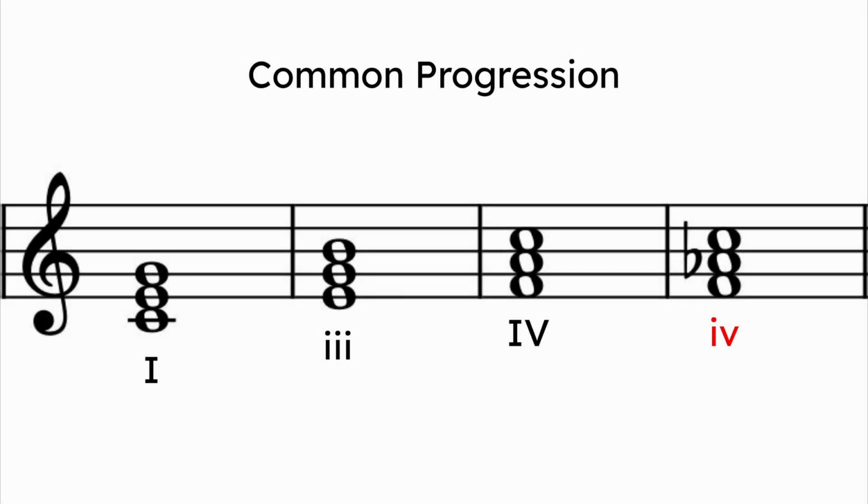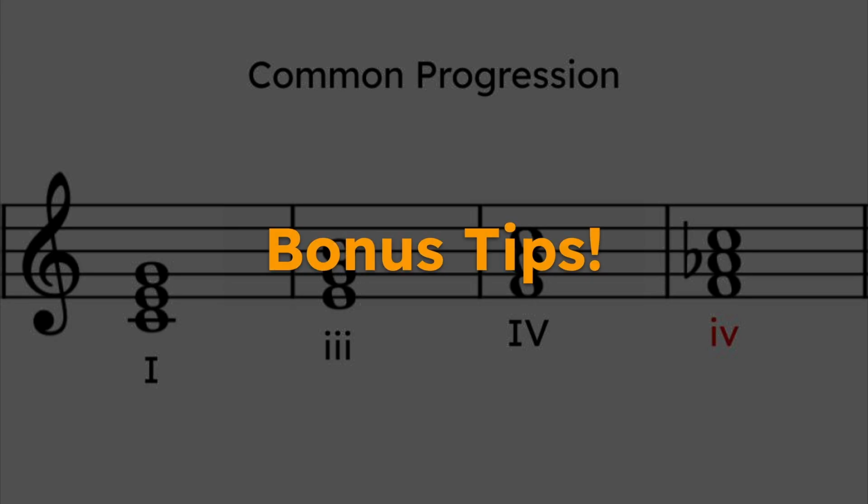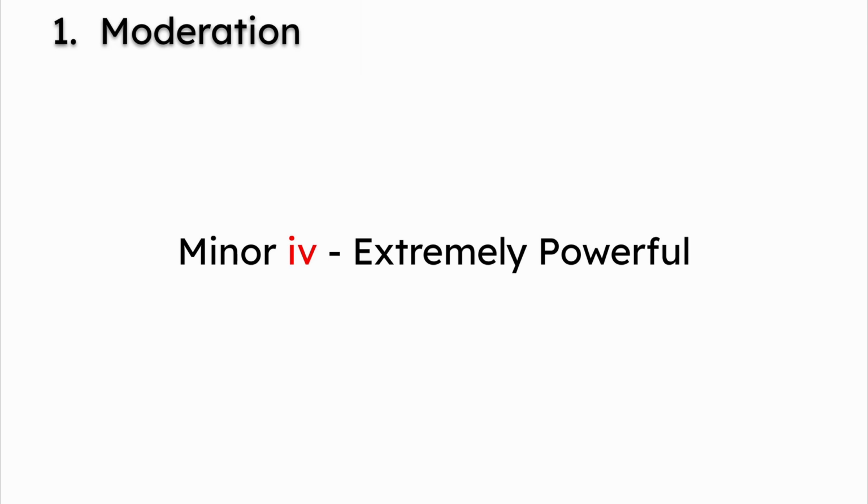Now that you know the use of the minor 4 chord, here are some bonus tips for using it. 1. The minor 4 chord is an extremely powerful chord. It's sort of like the punchline of a joke, but instead of a burst of humor, it's more of a stab of emotion, and so it must be used in moderation. Here are 2 examples to illustrate this. One is where I did not follow this guideline, and the other is where I did.